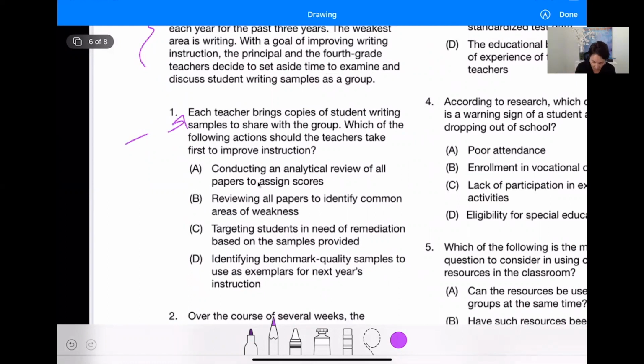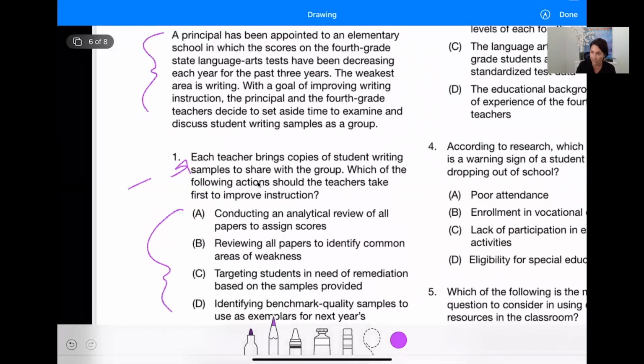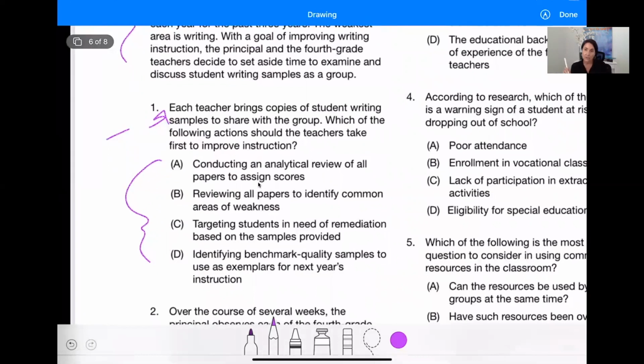Let's go to the answer choices first and decide which ones I can eliminate, and then go back and check in this area up here if it works. So I like to eliminate bad choices and showcase good answer choices here just to get me started. So let's take a look at A. Conducting an analytical review of all papers to assign scores.